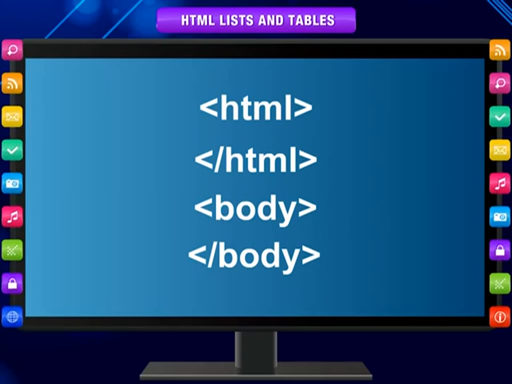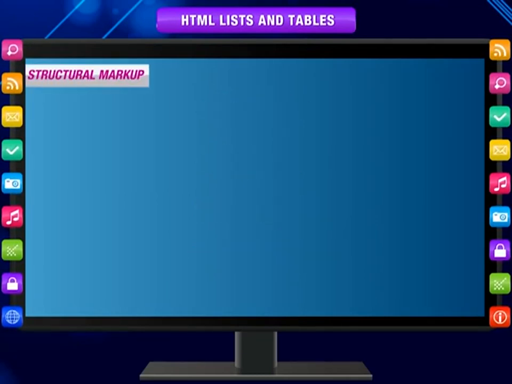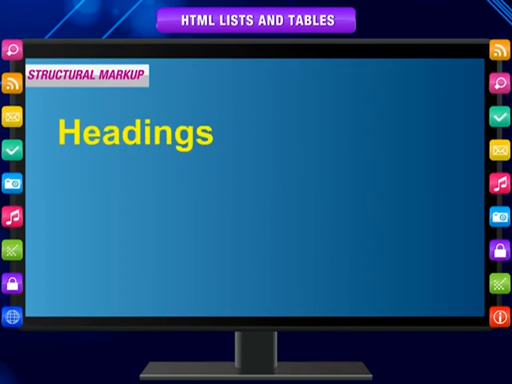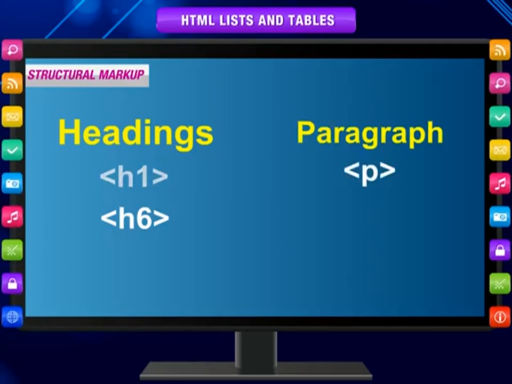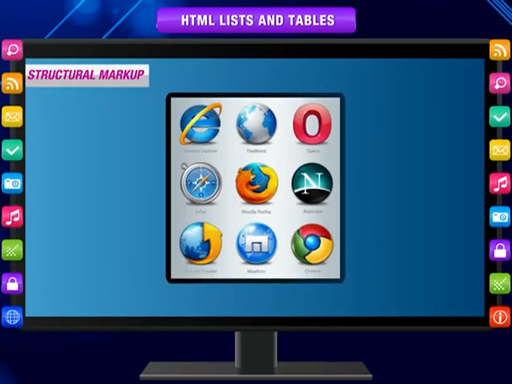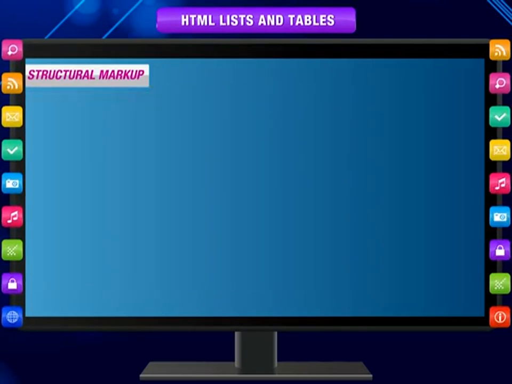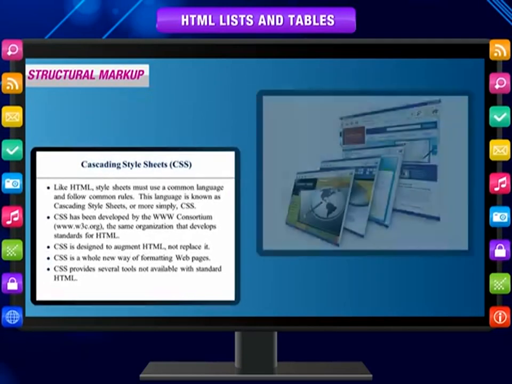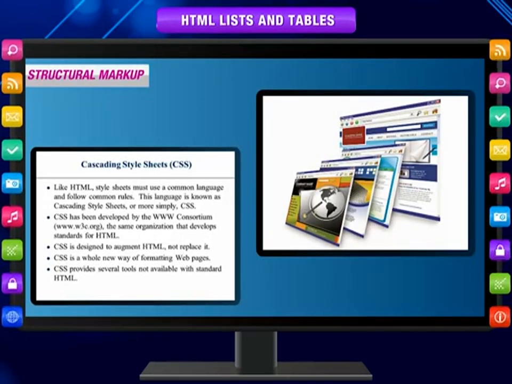There are several types of tags or elements in HTML. Structural markup. The structural markup tags describe the purpose of the text. These consist of headings H1 to H6 and paragraph P tags. Most browsers display these in a default style, but we can use cascading style sheets, or CSS, to style the contents of a web page. Sometimes the style attribute is also used in the tags to format the HTML document.